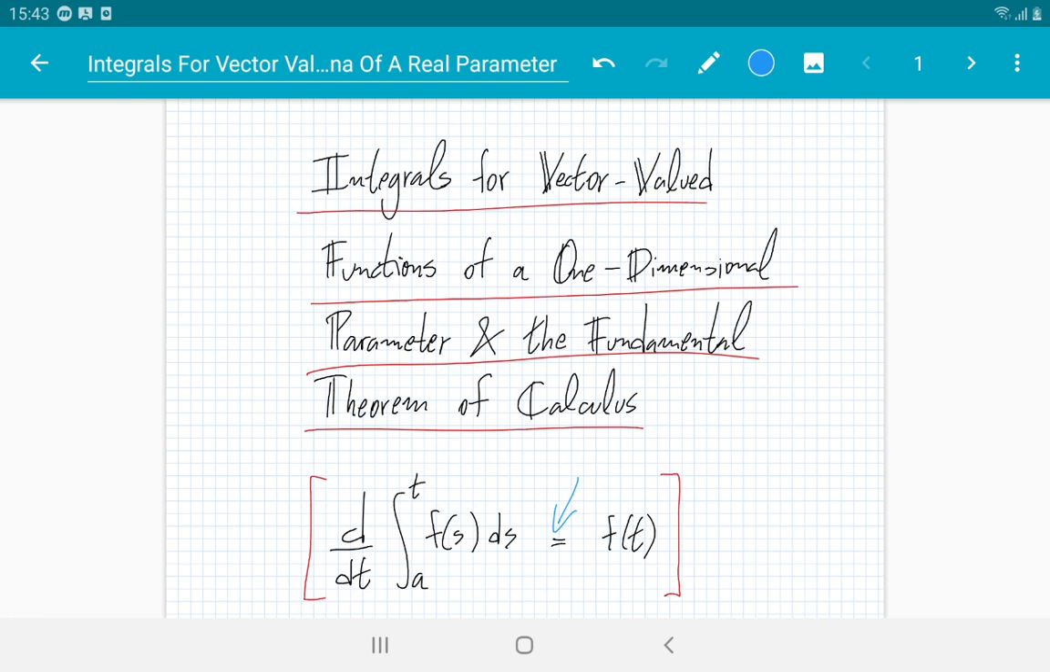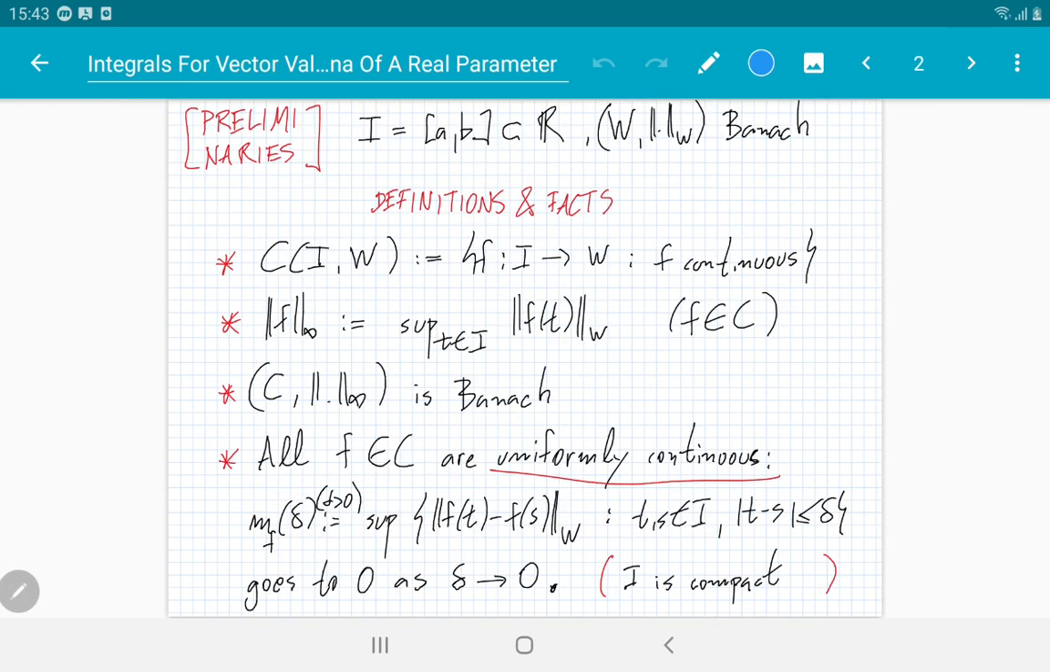Okay, but first we have to go slowly and define integrals. So one of the main results today will be to show that all continuous functions are Riemann integrable, even if they take values in a vector space. But okay, let's start slowly, right? So we have some preliminaries here.